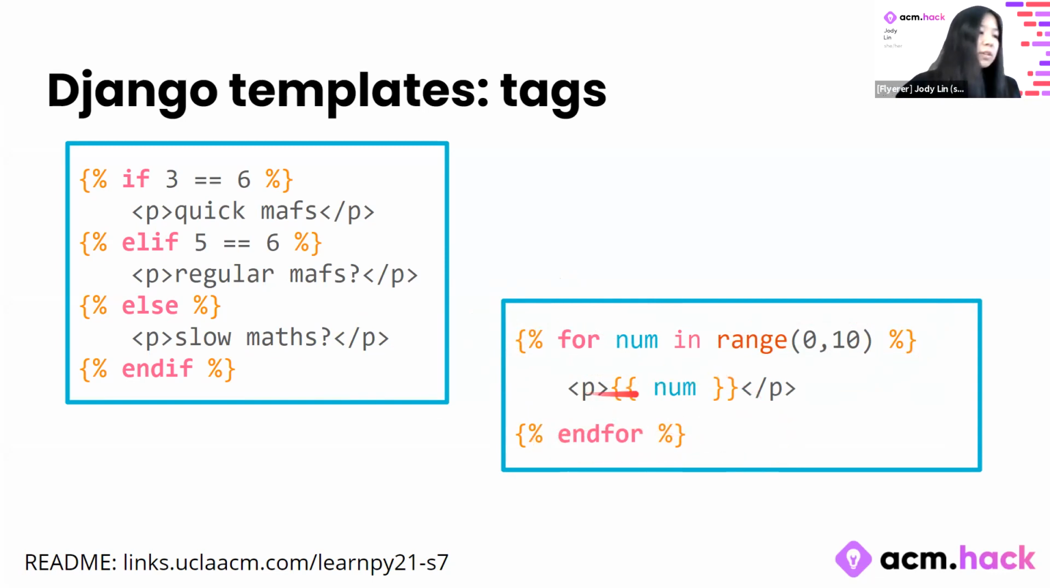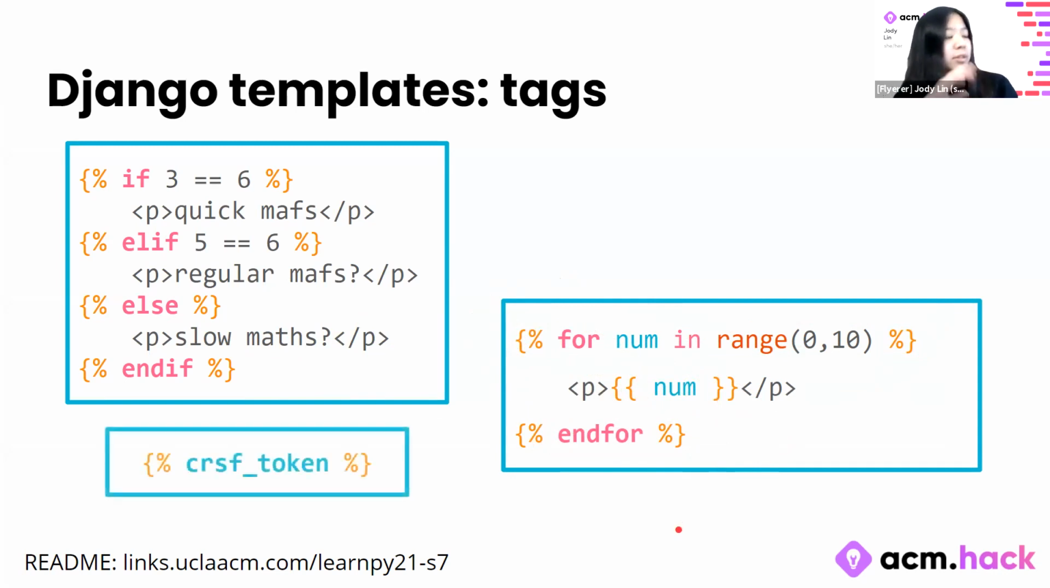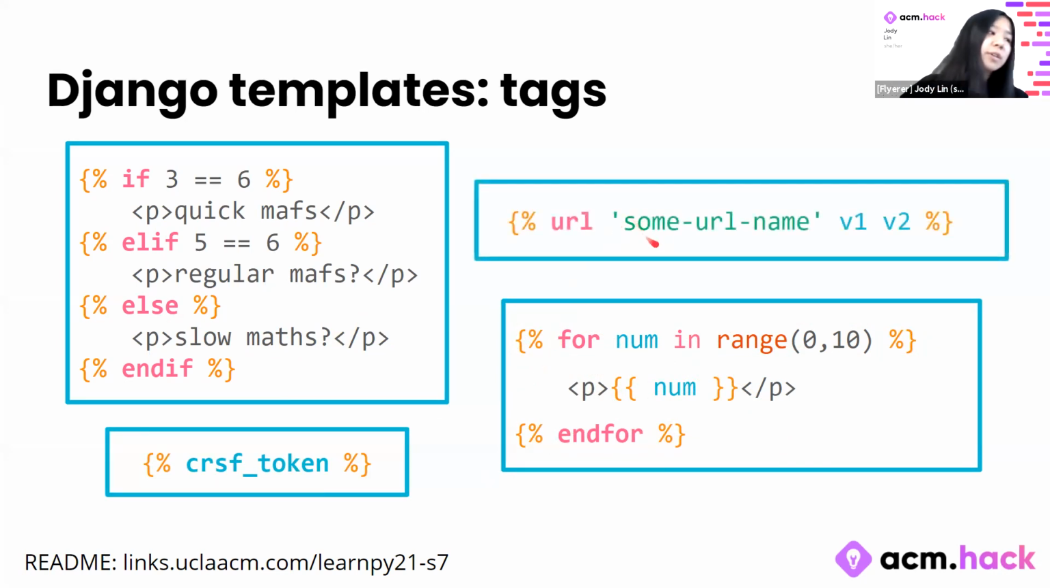And in this case, we're just going to create a num p tag. And this is just another variable like we learned on the last slide. Some other ones we'll be seeing today, CSRF token. I won't get into it right now. This is kind of important though. Just know it exists. And another cool one, URL.